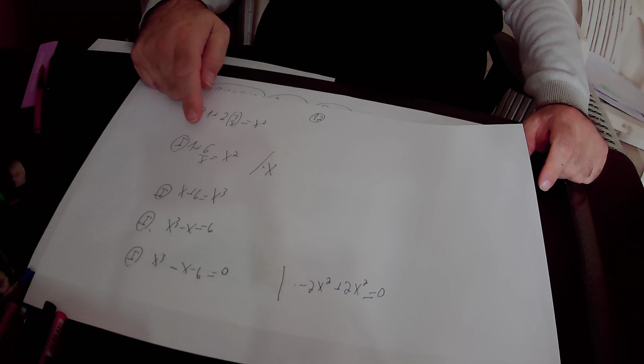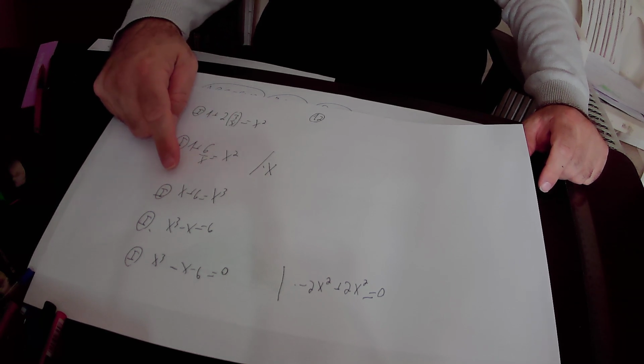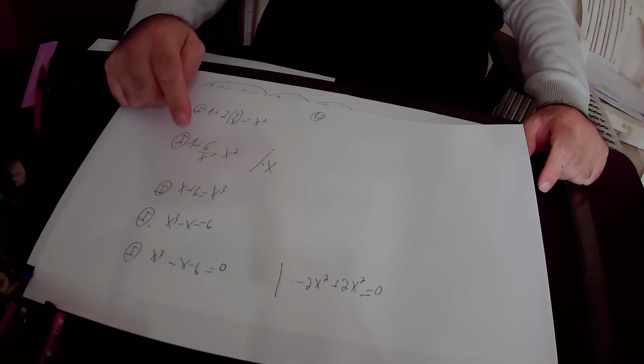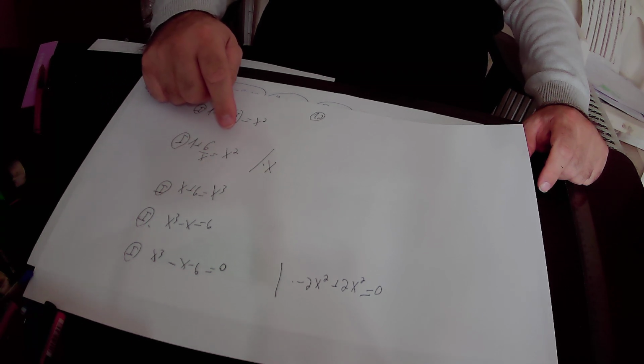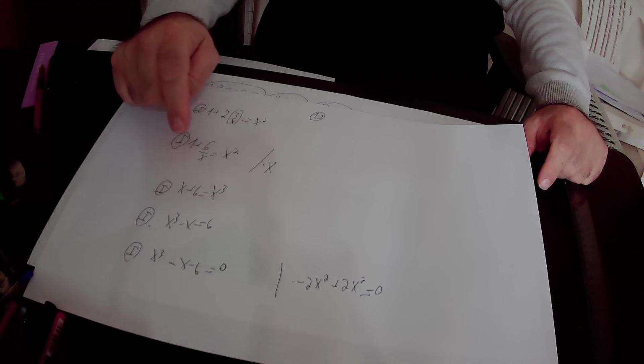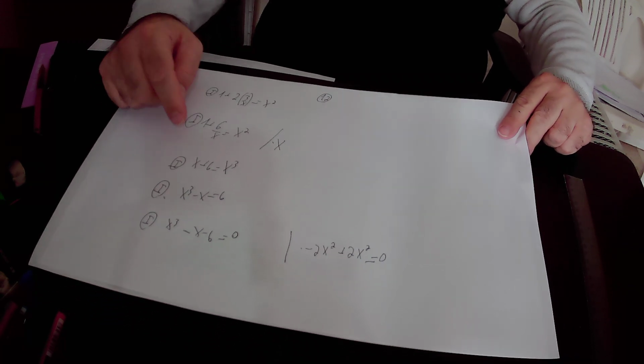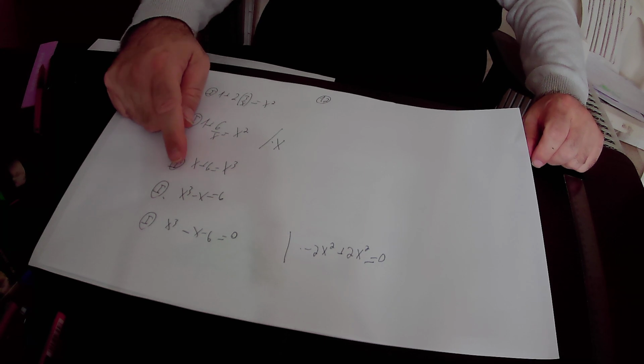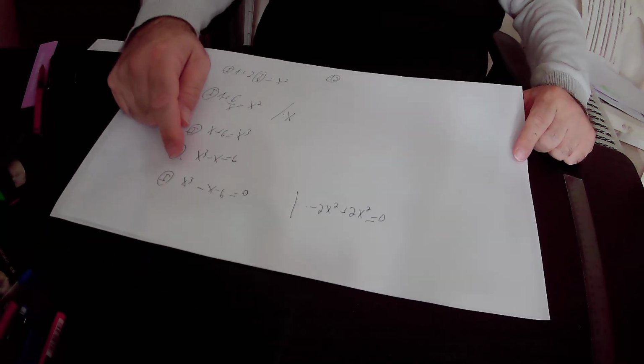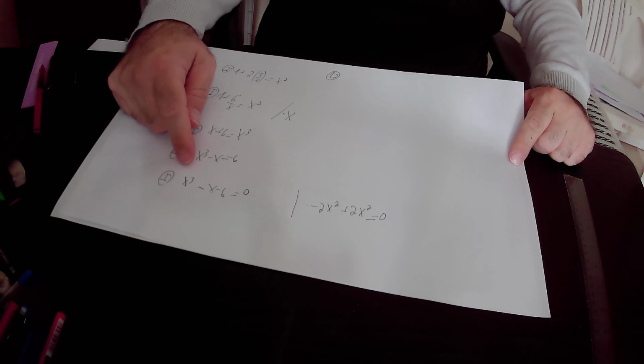We multiplied equation number 1 by X, and we got that X plus 6 equals X cubed, because X squared times X is X cubed. We subtracted X from equation number 1, and we got that X cubed minus X equals 6. Then we subtracted 6 from equation number 1, and we got that X cubed minus X minus 6 equals 0.